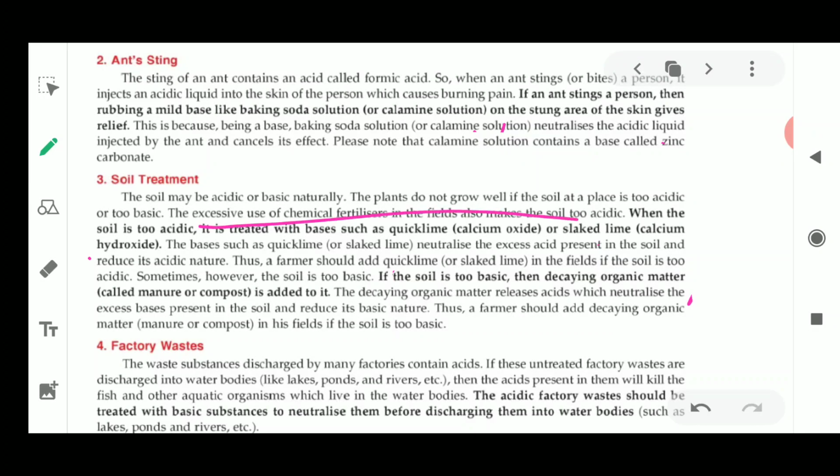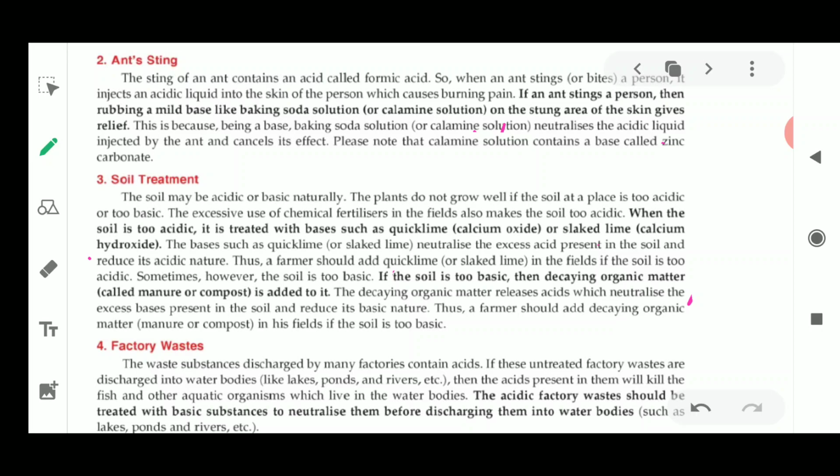The excessive use of chemical fertilizers in the field makes the soil too acidic. Please remember that we are using synthetic manure, we are using fertilizers which are going to make your soil acidic. We are using pesticides and insecticides for increasing the productivity of the field, the productivity of the crop. So this is going to add to the acidity in the soil. So this should be avoided as it is very harmful.